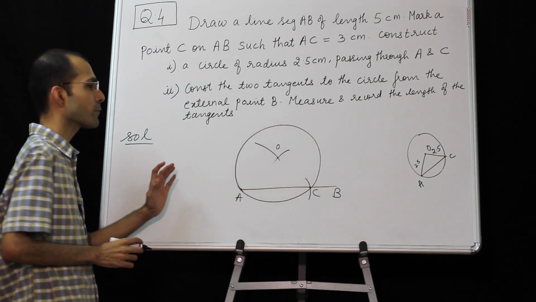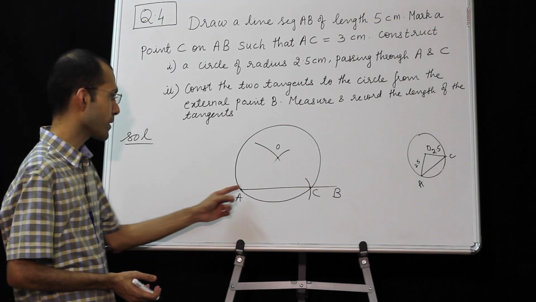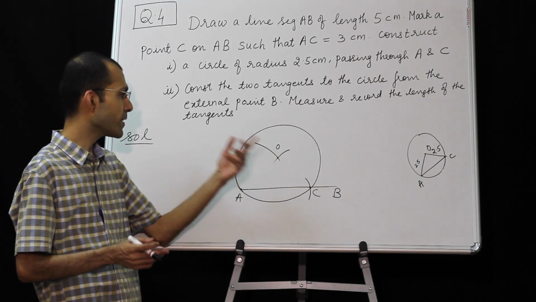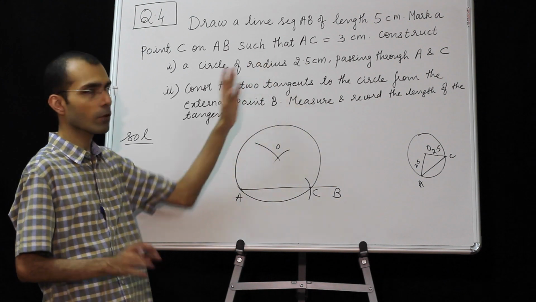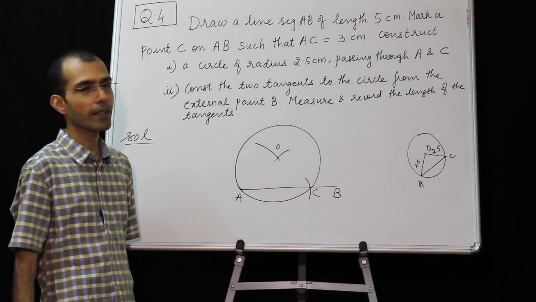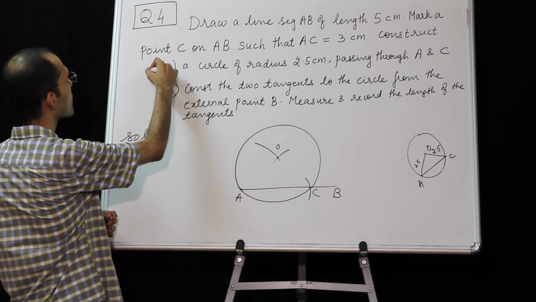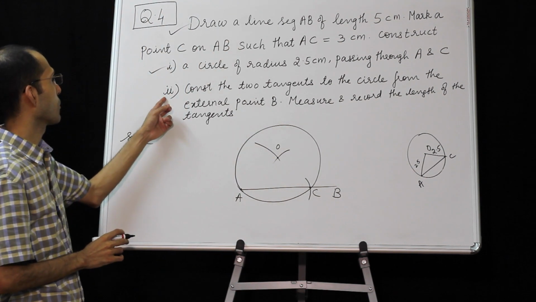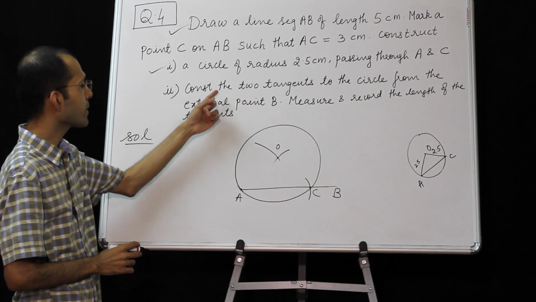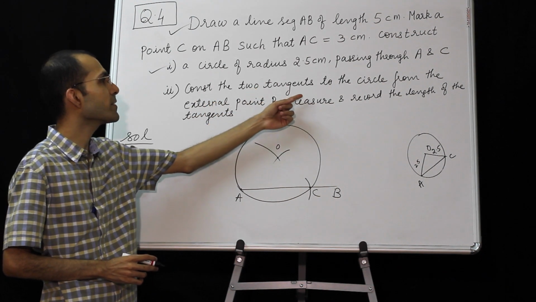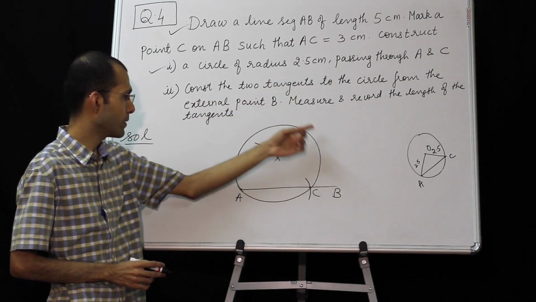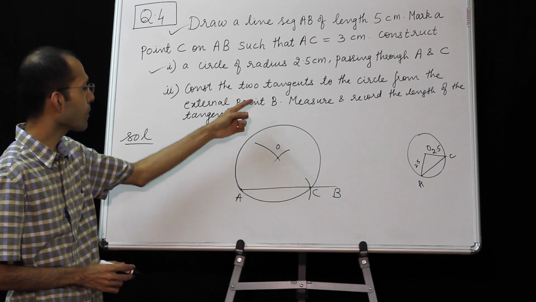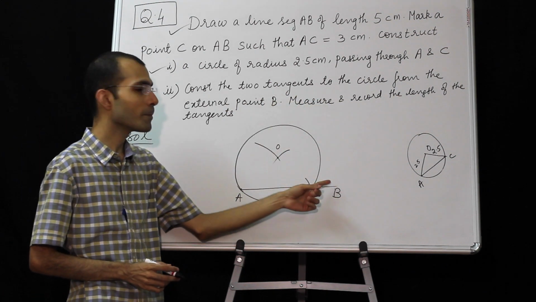So we have successfully drawn a circle passing through A and C. At the same time, the radius is also 2.5, so things are taken care of. So this part is now done. This part was done long back. Now, construct the two tangents to the circle, this circle, from the external point B.